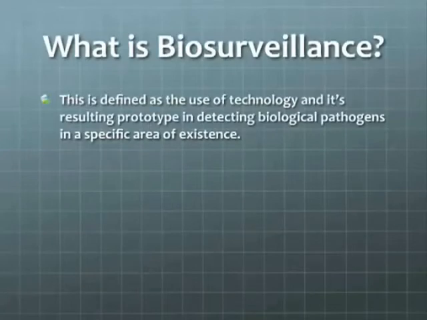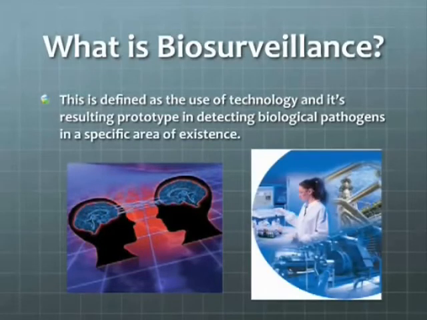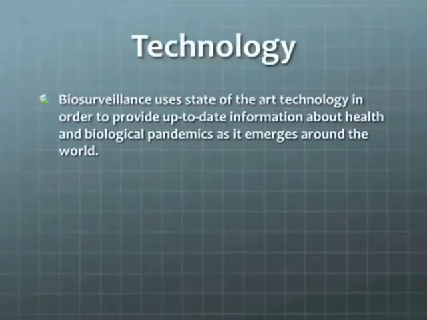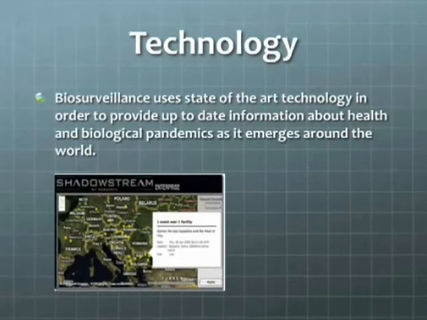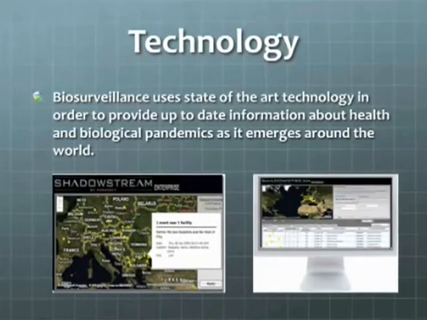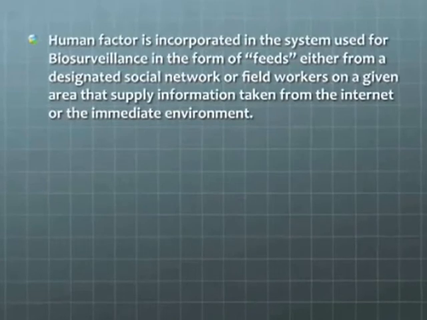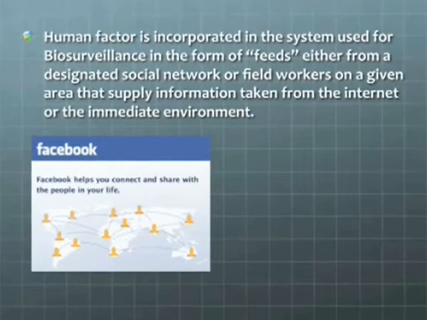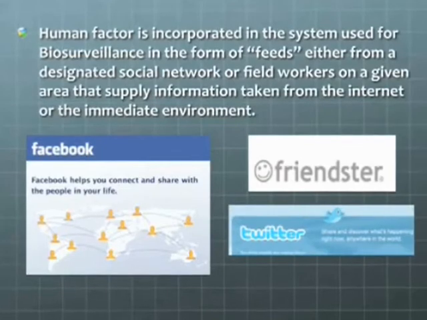Biosurveillance is defined as the use of technology and its resulting prototype in detecting biological pathogens in a specific area of existence. An operating environment and an interface were used to do early detection, 24/7 tracking, and alert generation of emerging threats worldwide. A company like Veratech, which uses biosurveillance, also picked up early indications of social disruptions and behavioral changes through its network of multilingual analysts who monitor and analyze discussion on blogs and sites like Facebook, Friendster, or even Twitter, to detect the pulse of the people.